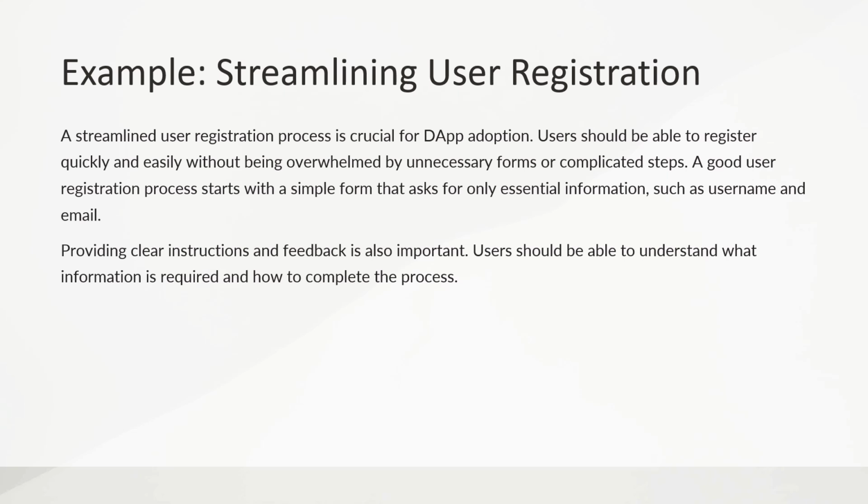Users should be able to understand what information is required and how to complete the process. Clear error messages and confirmation messages help users feel confident that they have completed the registration successfully. The example code below demonstrates a simple registration form with clear instructions and feedback.